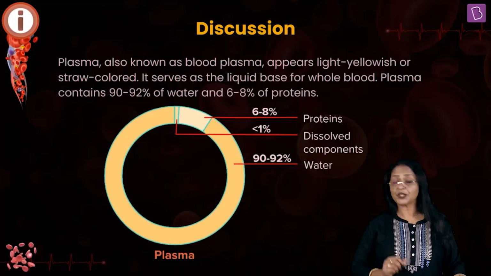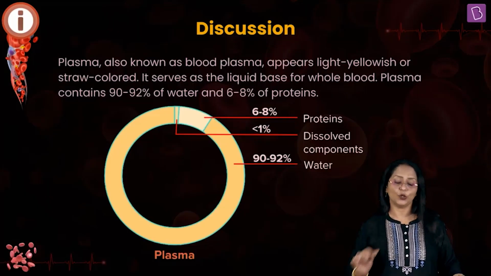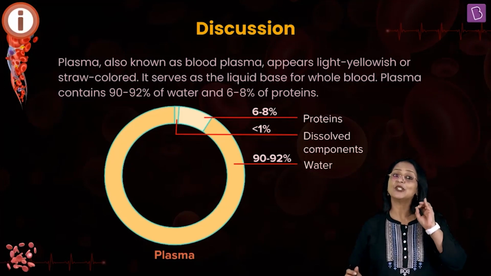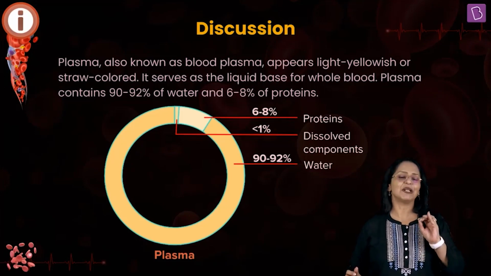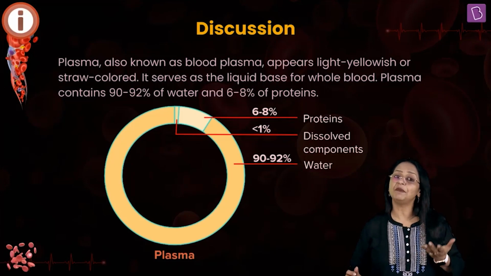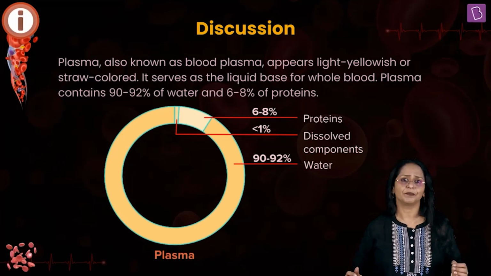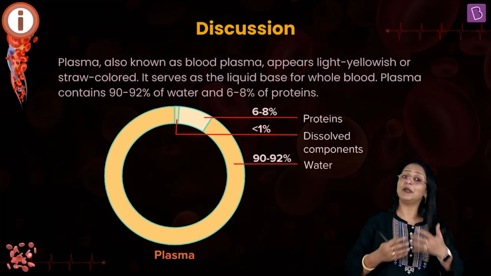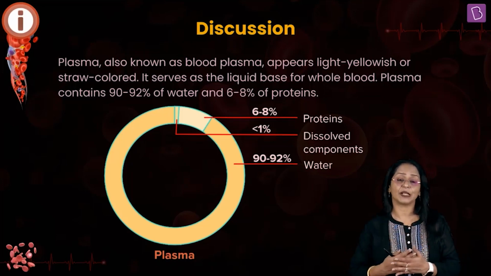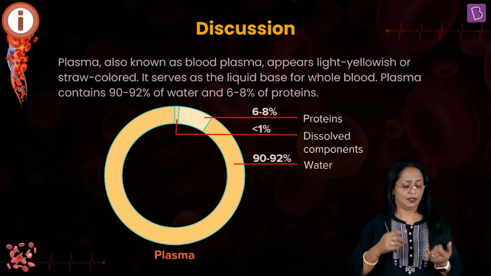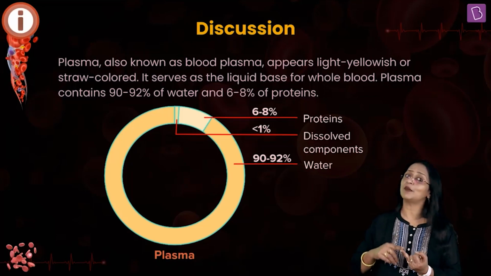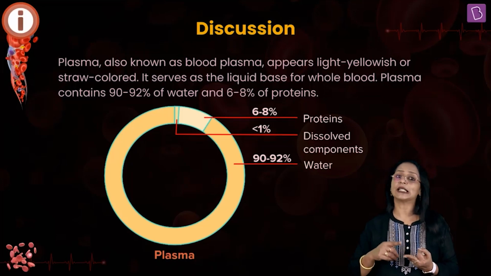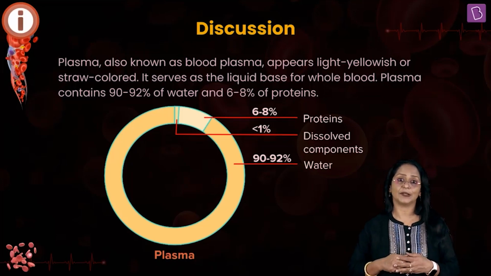See, blood is a special type of fluid connective tissue. We know that. 55% of blood is made up of the fluid matrix called plasma, a straw-colored fluid. Now, the remaining 45% of the blood is the formed elements: the RBCs or erythrocytes, the WBCs or leukocytes, and then the platelets or thrombocytes.